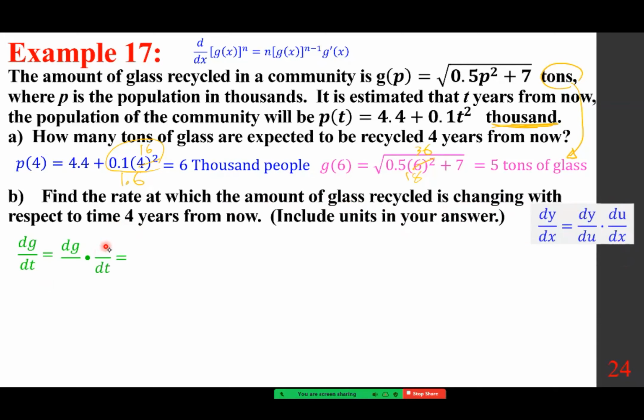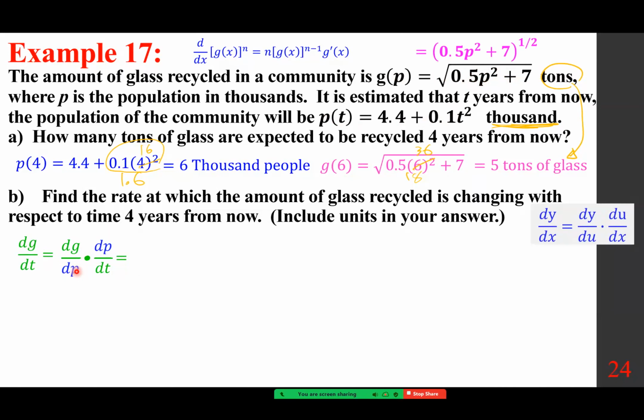The in between is the other variable. G is a function of what? P, and P is a function of what? T. So G is a function of P, so we need dP here and dP here. What does it mean? It means take the derivative of G with respect to P. Whatever the answer is, take the derivative of P with respect to T and then multiply. So starting with that, I want to differentiate that. And to do so, I'm going to change that to 0.5 P squared plus 7 to the power of 1/2 so I can differentiate this using the extended power rule.